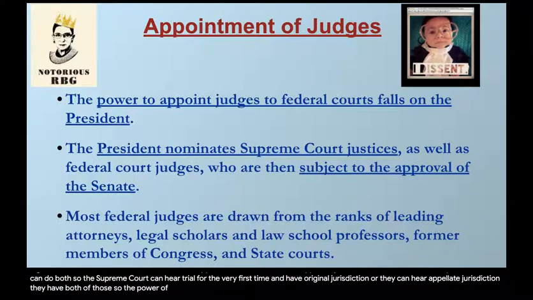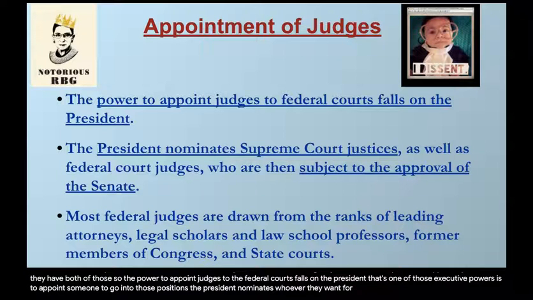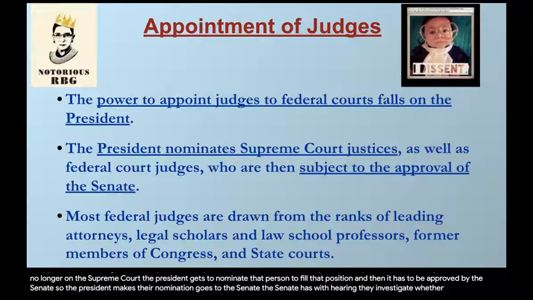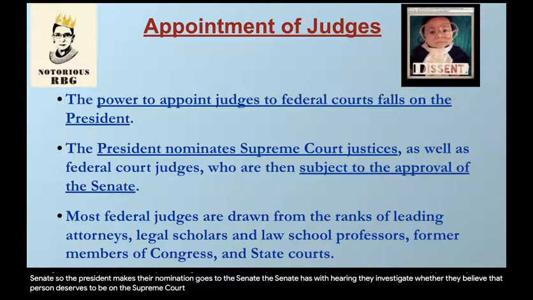So the power to appoint judges to the federal courts falls on the president. That's one of those executive powers, is to appoint someone to go into those positions. The president nominates whoever they want for Supreme Court vacancies. So if someone is no longer on the Supreme Court, the president gets to nominate that person to fill that position. And then it has to be approved by the Senate. So the president makes their nomination, goes to the Senate, has a hearing, they investigate whether they believe that person deserves to be on the Supreme Court or not, and then the Senate has their vote.